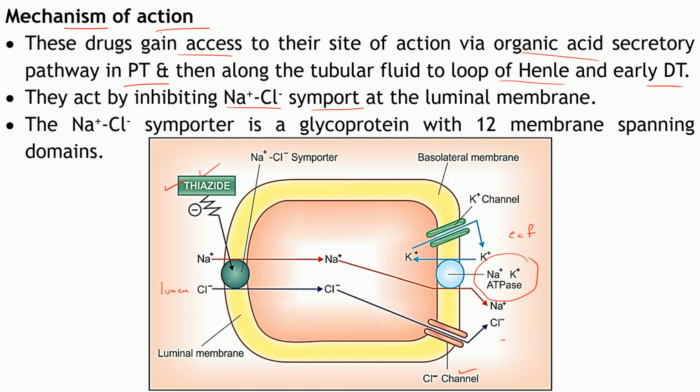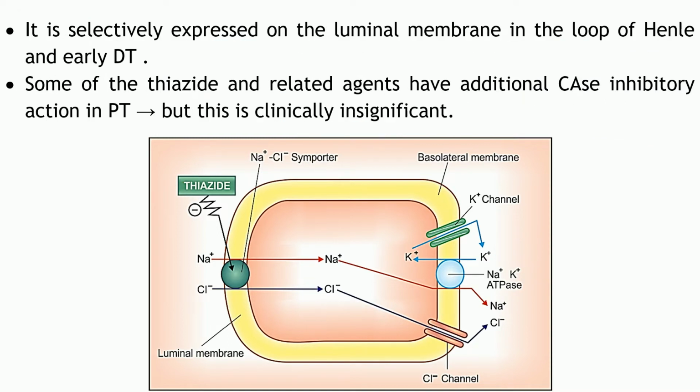Now this transporter is also a glycoprotein with 12 membrane spanning domains, just like what we have seen with the sodium potassium 2 chloride symporter. So just like that, this one is also a 12 membrane spanning domain. So this transporter is specially and selectively expressed on the luminal membrane. This is the luminal membrane, right? The one which faces the lumen.